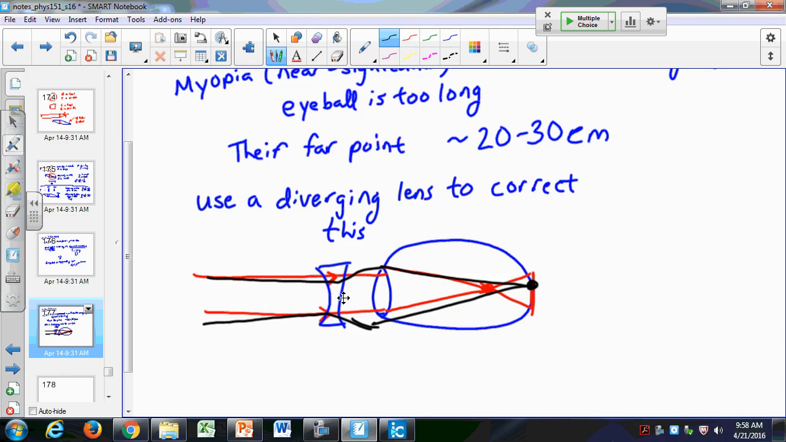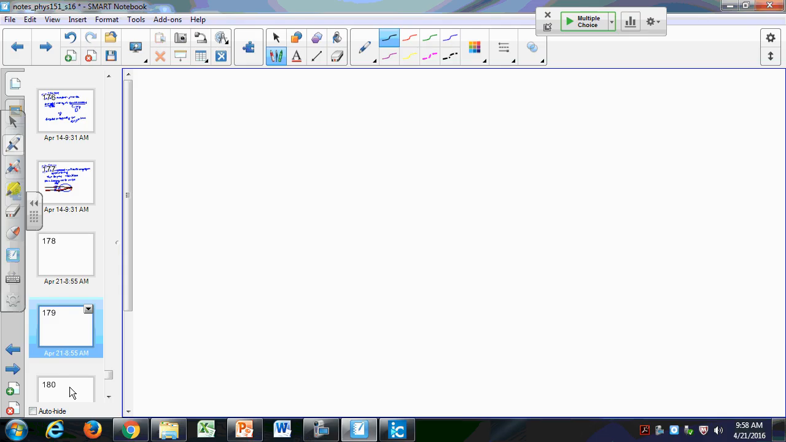Yes, so contacts can also have a diverging or converging lens. It's just they're very thin, but they do the same thing, all right? Okay, so let's look at farsightedness. This is called hyperopia.